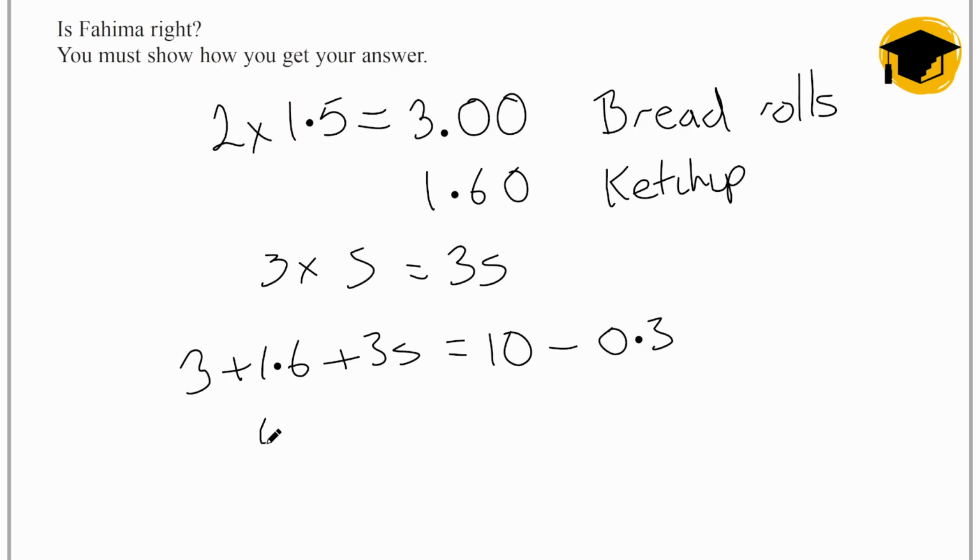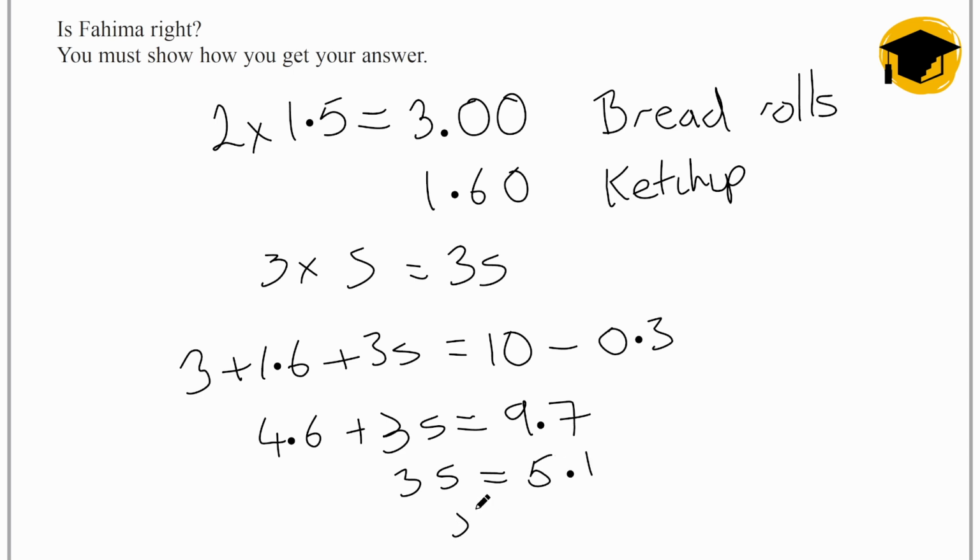On the left hand side, we've got 4.60 plus 3s. 10 minus 0.3 is 9.7, minus 4.6 from both sides. So 9.7 minus 4.6, that is 5.1. Divide both sides by 3.